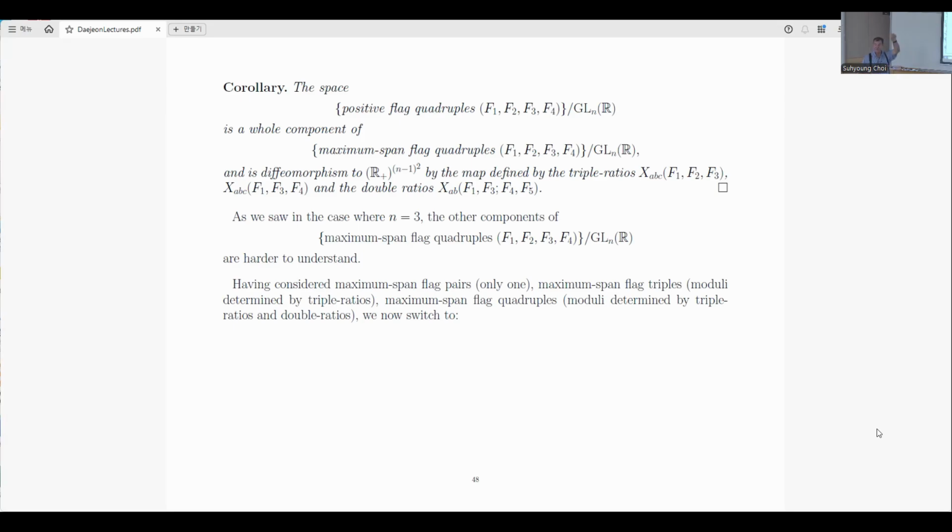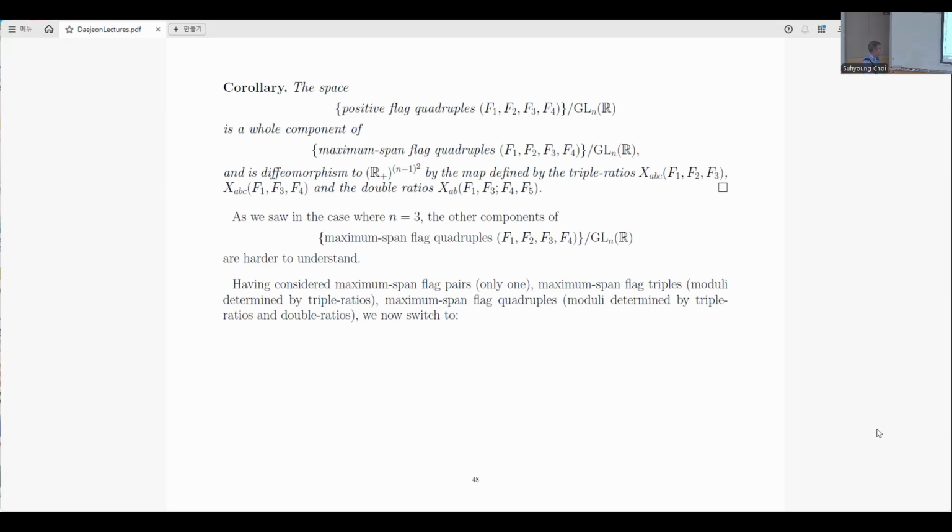So either they go to infinity, well, that means that you are going to infinity, so you are losing the, well, either you go to infinity or to zero, that guarantees that you are losing the maximal span property. So that's how you show that it's a whole component. It's a relatively naive way of understanding this, but it works. Okay, so in the space of maximum span flag quadruples, you have this very nice component.